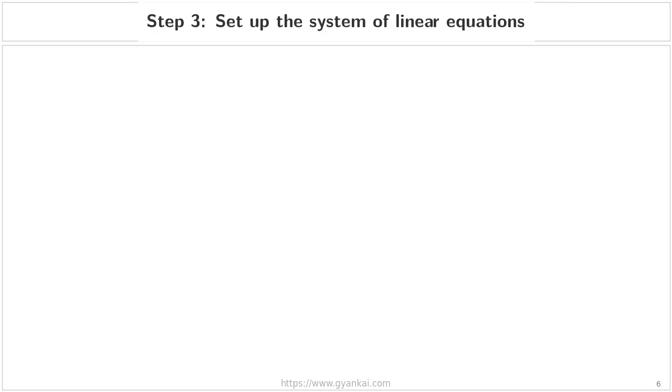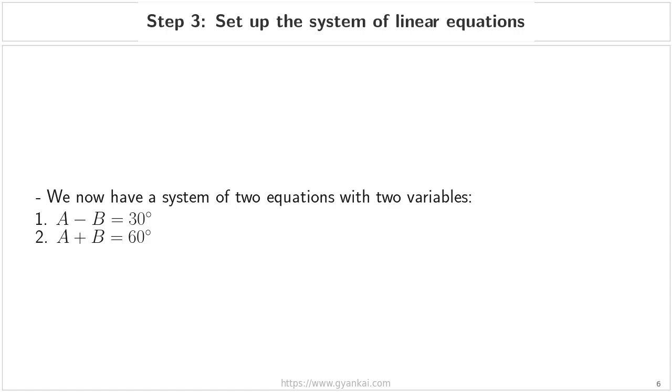Step 3. Set up the system of linear equations. Now that we have successfully used our trigonometric tables to find the values for both the sine and cosine expressions in the previous steps, look at what we have achieved here. We have transitioned from trigonometry into pure algebra.